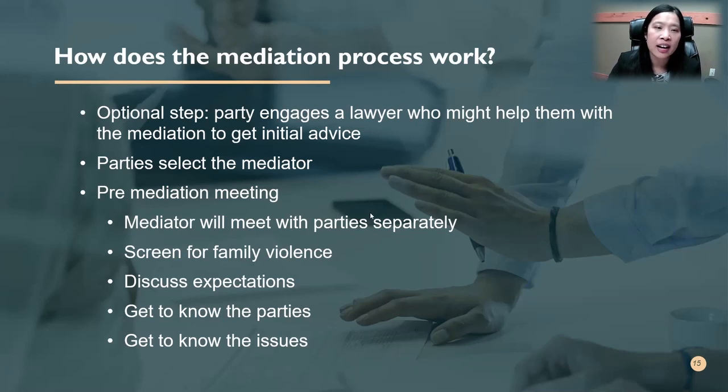Parties can select the mediator, and they usually will hold a pre-mediation meeting. The pre-mediation meeting is great because this is where the mediator, in a low stress situation, meets with all the parties separately. So the mediator will meet with each person and do a screening for family violence. They'll discuss the expectations of the parties heading into the mediation process, and they'll try to get to know the parties and the issues that are at play. So the pre-mediation meeting is a great way for the parties to feel a little bit more comfortable with the mediator.